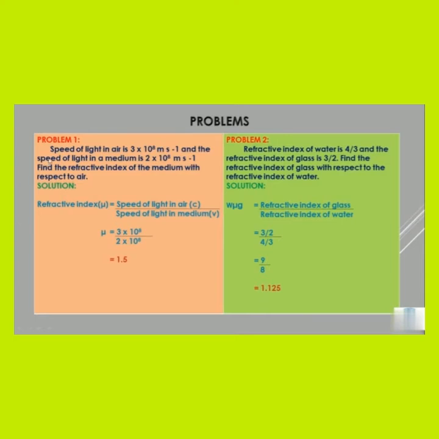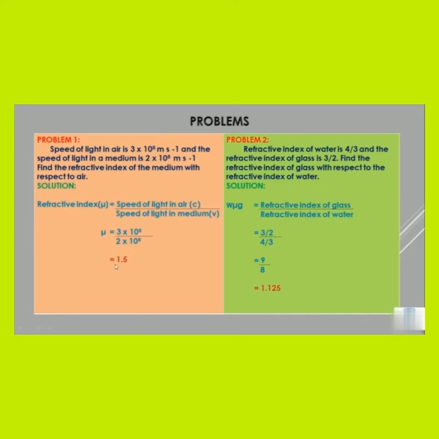Problem. Speed of light in the air is 3 into 10 power 8 meter per second. And the speed of light in a medium is 2 into 10 power 8 meter per second. Find the refractive index of the medium with respect to air. The formula for refractive index is speed of light in air by speed of light in the medium. Substitute the values. We will get mu is equal to 3 into 10 power 8 by 2 into 10 power 8. The answer is 1.5.